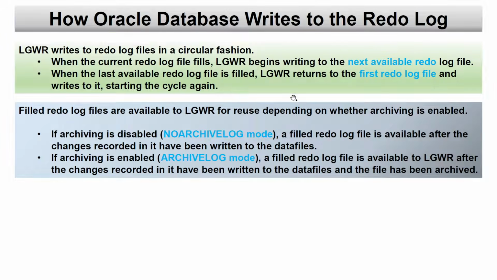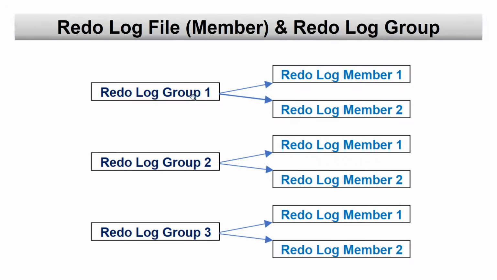Now, how does the Oracle database actually write to the redo log? The log writer is the one which writes to redo log files in a circular fashion. It will write to redo log group 1, redo log group 2, redo log group 3. At any point in time, only one redo log group will be current. Current is the one where the Oracle database is writing. It will not write to 1, 2 and 3 simultaneously. It will write to only one of these groups.